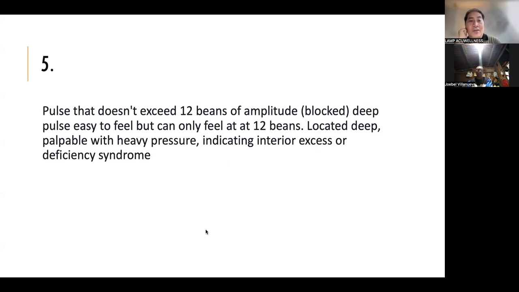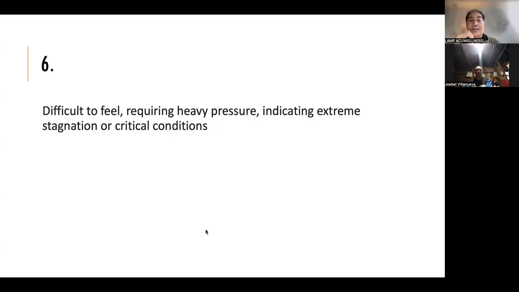Pulse that doesn't exceed 12 beats of amplitude, deep pulse, easy to feel, but can only feel at 12 beats. Located deep, palpable with heavy pressure. So that means you can only palpate this when you apply heavy pressure. It indicates interior excess or interior deficiency syndrome. Deep pulse. Difficult to feel, nagtatago, requiring heavy pressure. There is extreme stagnation or critical conditions. Parang feeling mo, parang wala.